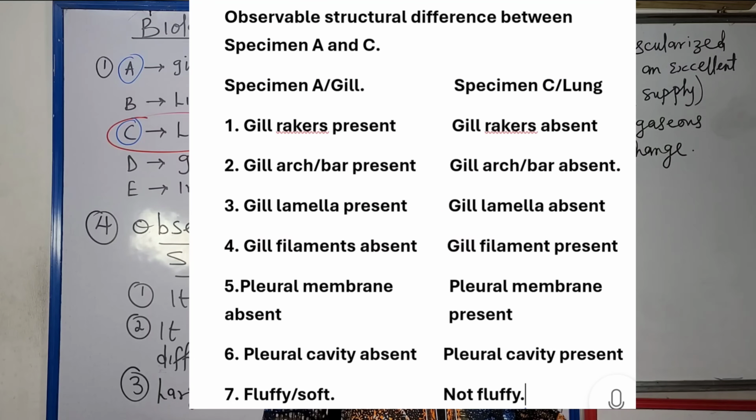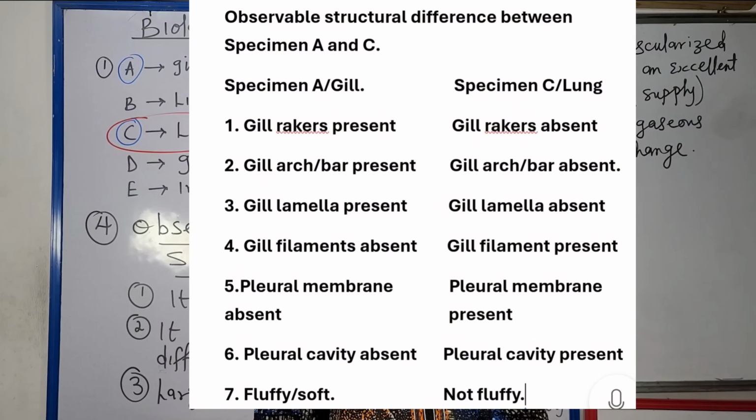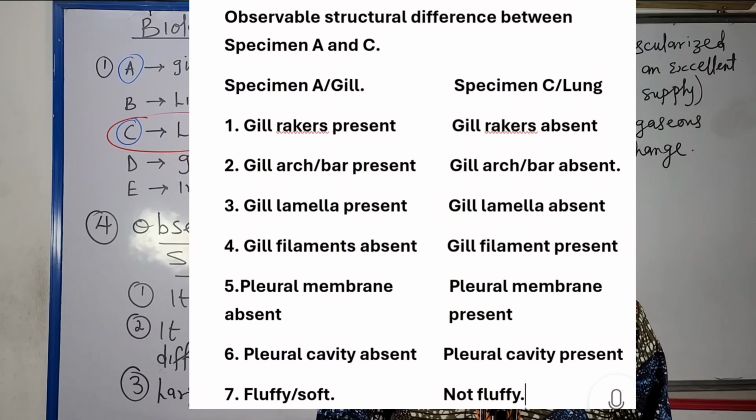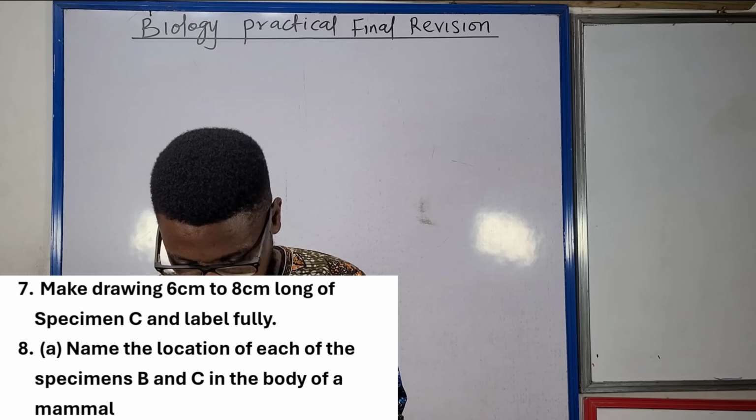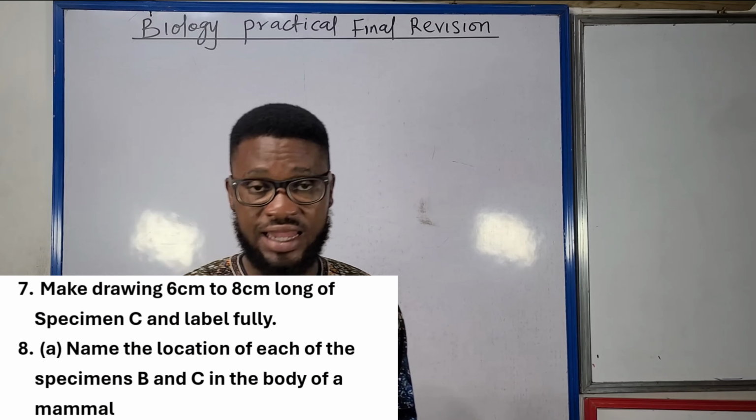Also, when you look at specimen A, pleural membrane absent. But when you look at specimen C, pleural membrane and cavity present. So I've listed about 7 observable differences there, and that just about ends question 6. So moving on to question 7, we were told to make a drawing 6 centimeter to 8 centimeter long of specimen A and label fully.